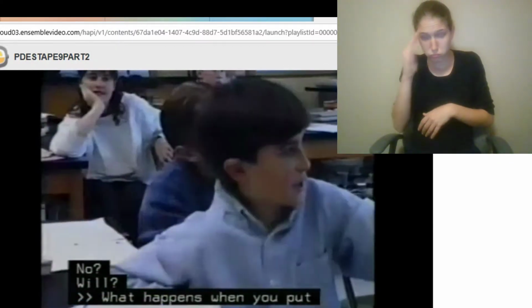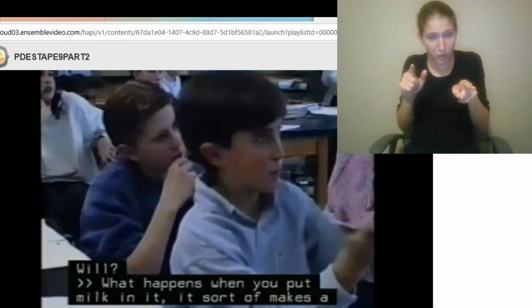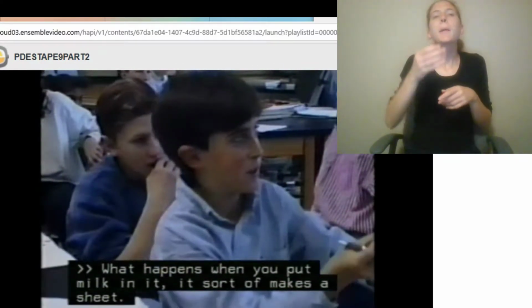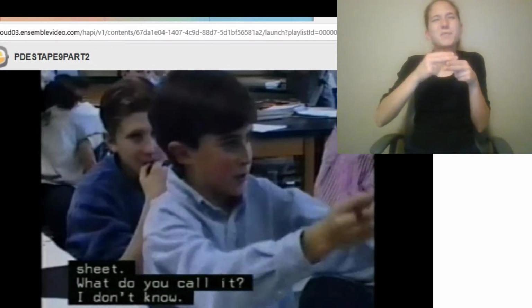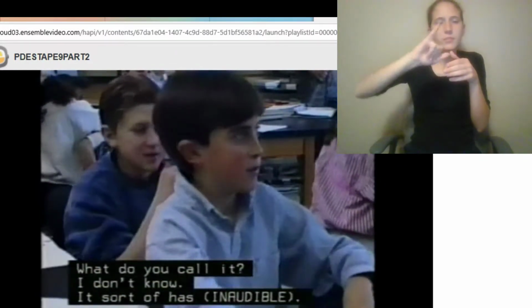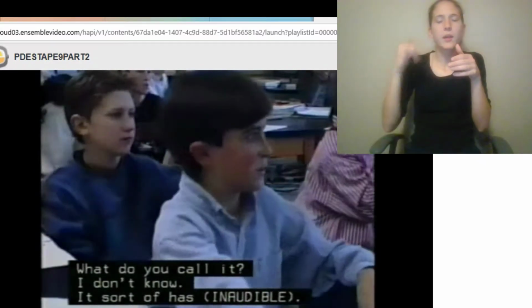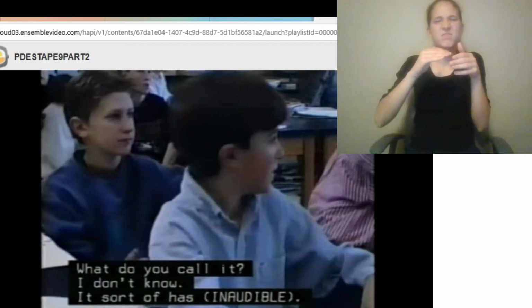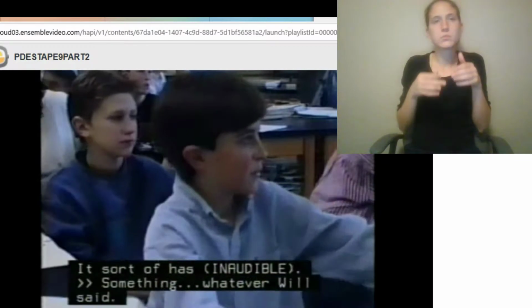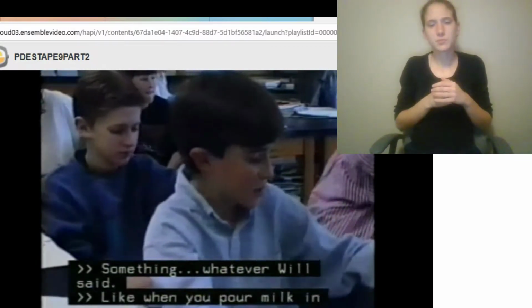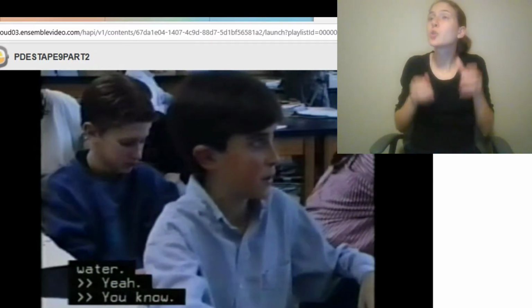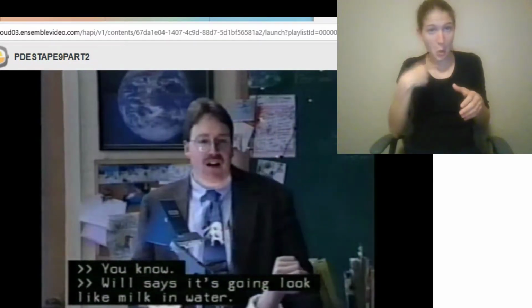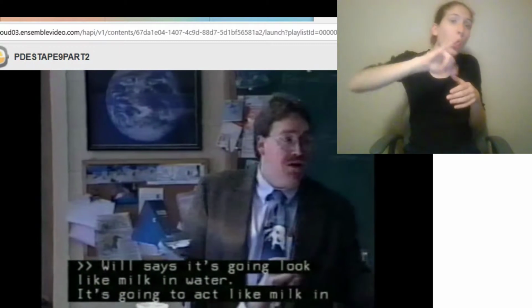What happens when you pour milk in it? It sort of makes a sheet, or I don't know what you call it. It sort of has waves in it, and it's bubbly. Okay, whatever Will says, like when you pour milk in water. Yeah. Okay, Will says it's going to look like milk in water. Alright. It's going to act like milk in water.